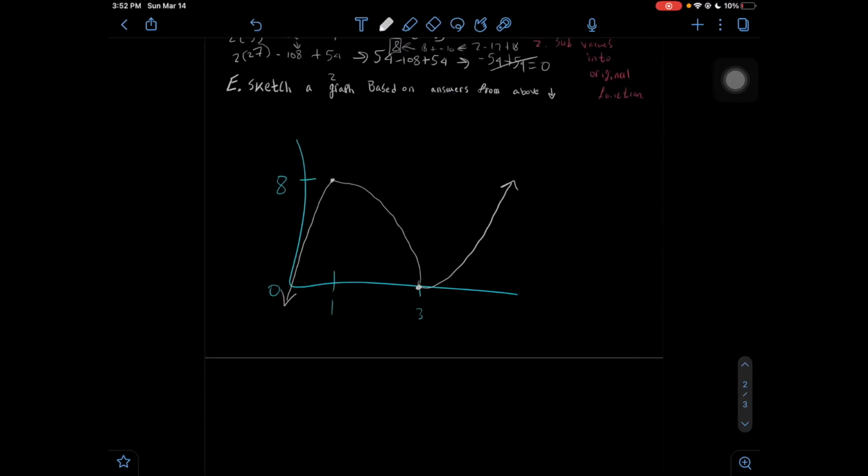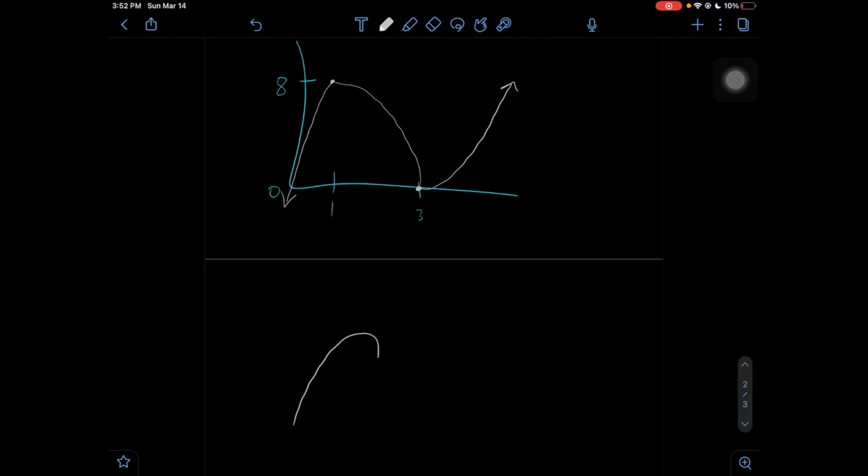And that is a really bad graph, but it looks something like, oh, okay. But in reality, it should look something like this, where this is your max at 1, 8. This is your min at 3, 0. And then you're going negative infinity and positive infinity. Infinity, negative infinity.